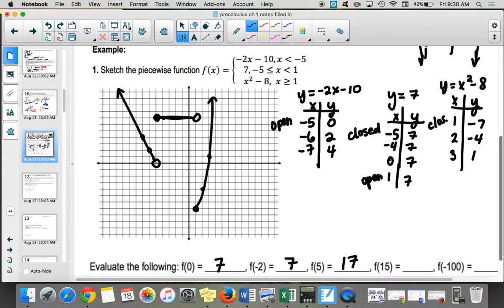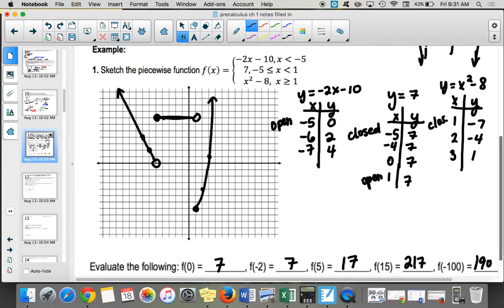Then 15. 15 squared, you guys know 15 squared? 225 minus 8, 217. And then negative 100, which one, top, middle, or bottom? Top one. So negative 100, I get negative 2 times negative 100 is 200 minus 10, so 190.